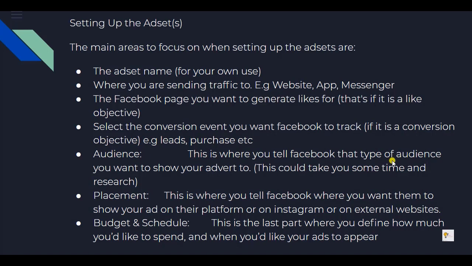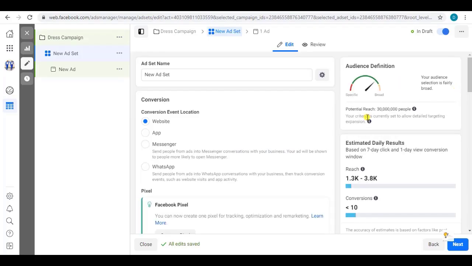Audience: this is where you tell Facebook the type of audience you want to show your adverts to. This should take you some time and research, of course. Placement: this is where you tell Facebook where you want them to show your ad on their platform. Is it on Facebook alone? Is it Facebook or Instagram? Is it on stories and stuff like that? And under the same ad set level, you tell Facebook how much you are willing to spend and how long your ad should be running. So let's see how it looks.